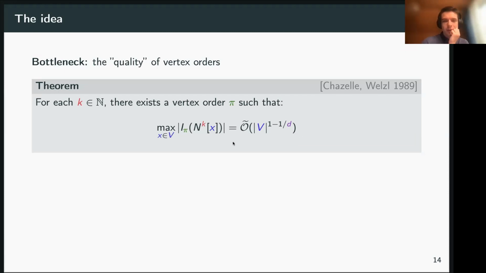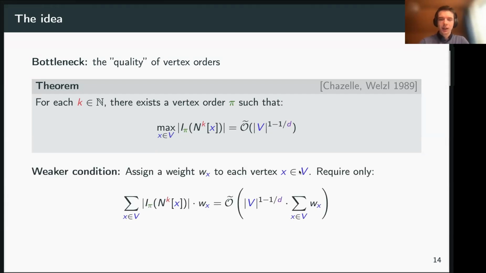So what can we do about this? We can, of course, try to design an algorithm that is subquadratic and computes a vertex order with such a nice exponent, but we don't know how to do this either. So instead, we will weaken the condition that we require from these vertex orders, namely, let's assign a weight w_x to each vertex x. And now we require only a weighted sum to be nice. So instead of requiring each individual vertex to have sublinear interval representation, we just want the sum over all vertices to be sublinear in V. Okay. So what we have here is a sum over sizes of interval representations times the weight. We can assign a weight to each vertex, and we want sublinear times the sum of weights.